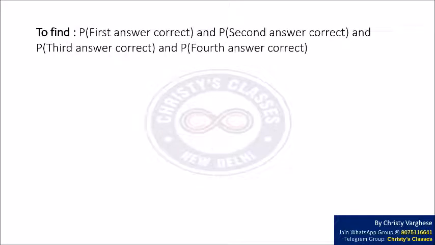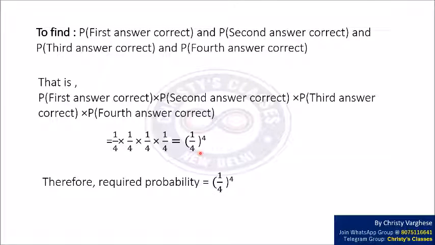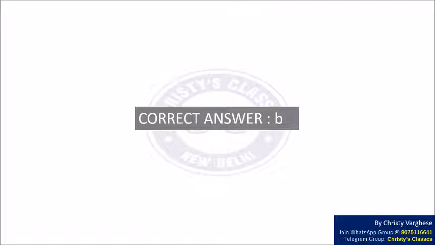That is, the probability of first answer correct and probability of second answer correct and probability of third answer correct and probability of fourth answer correct. That is, probability of first answer correct into probability of second answer correct into probability of third answer correct into probability of fourth answer correct. That is, we have to multiply all those probabilities. That is 1 by 4 into 1 by 4 into 1 by 4 into 1 by 4, that is equal to 1 by 4 the whole power 4. Therefore, our required probability is 1 by 4 the whole power 4. And the correct answer is option B.